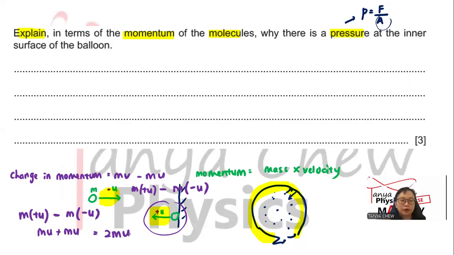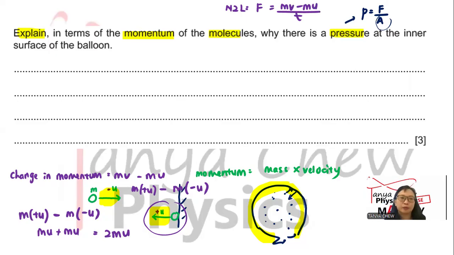So how am I going to relate momentum to force? Do you still recall Newton's second law? Newton's second law states that the force is equal to the rate of change of momentum. As long as you have the change in momentum divided by the time taken, towards the wall of the balloon, you can find force. So force per unit area gives rise to pressure.